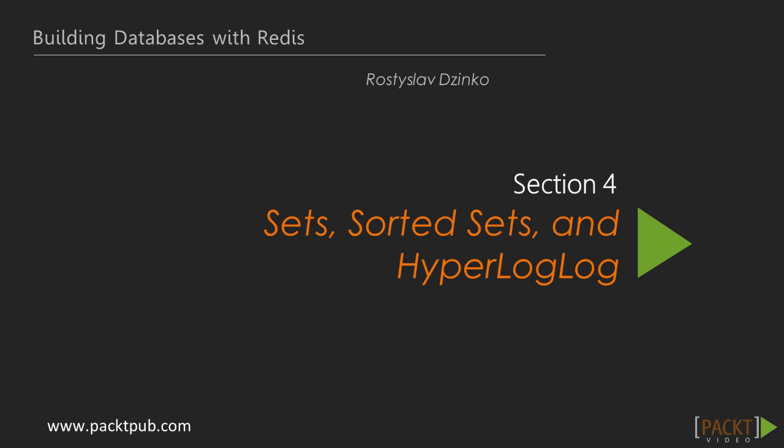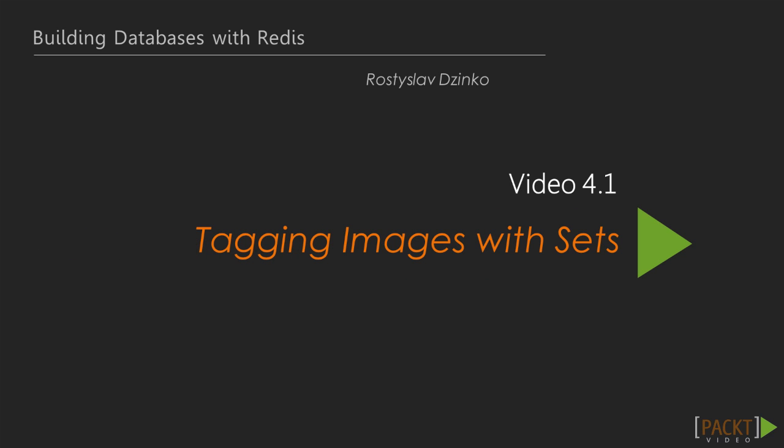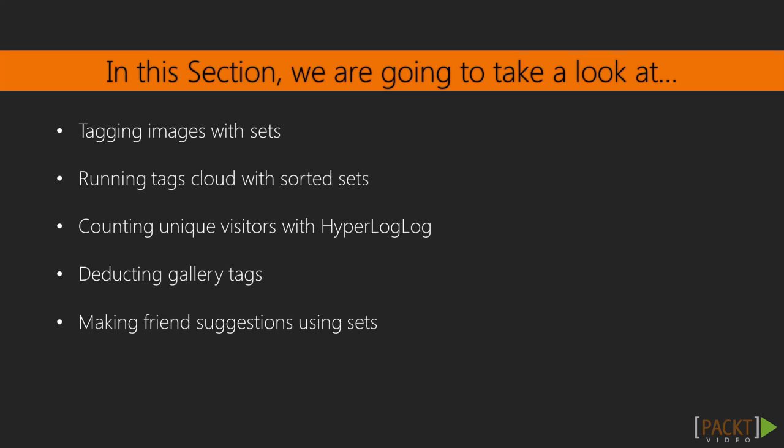Now we start the fourth section of the Building Databases with Redis video course. In the previous sections, we discussed string, list, and hash data types, along with basic administration and usage tools. In this section, we're going to talk about sets and related data types, that is, sorted sets and hyperloglog, a set organized using a special algorithm. This video of the section is devoted to sets.